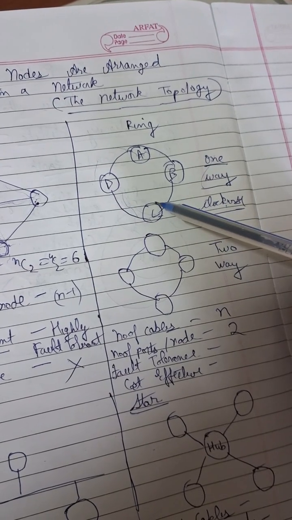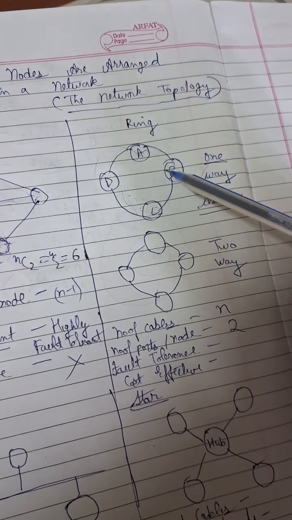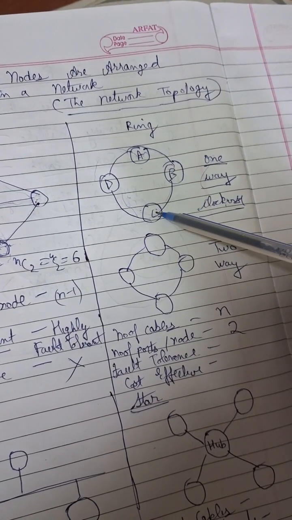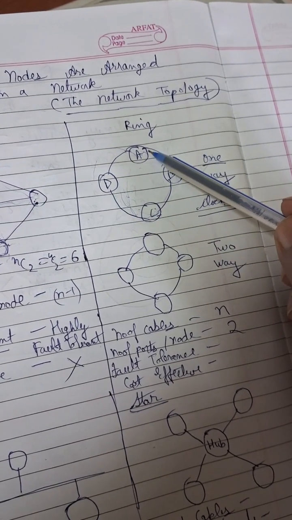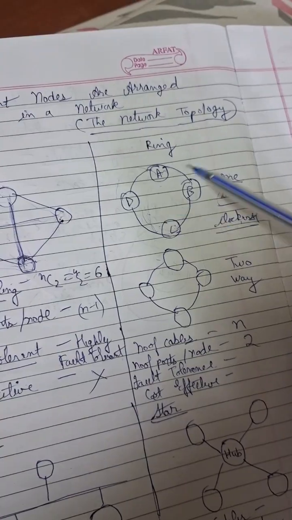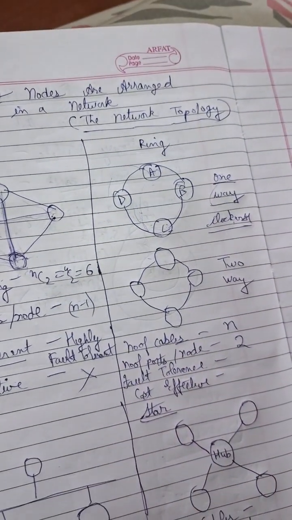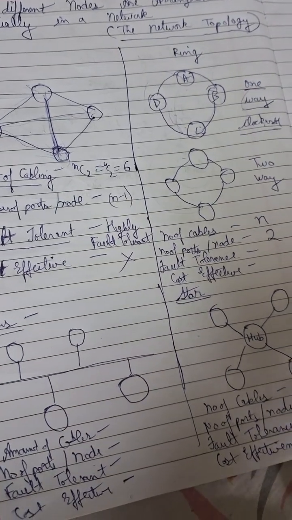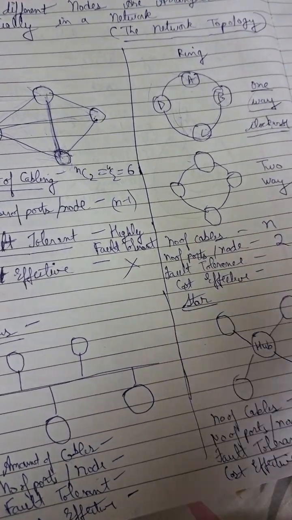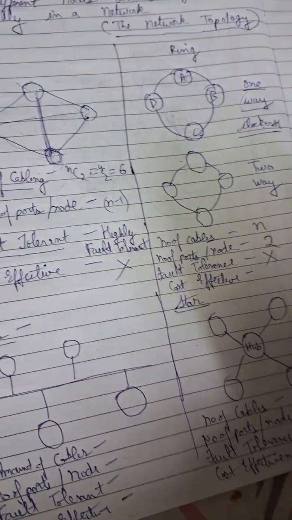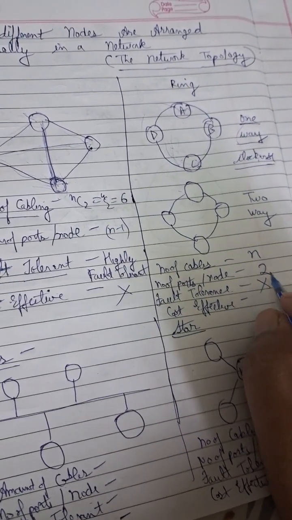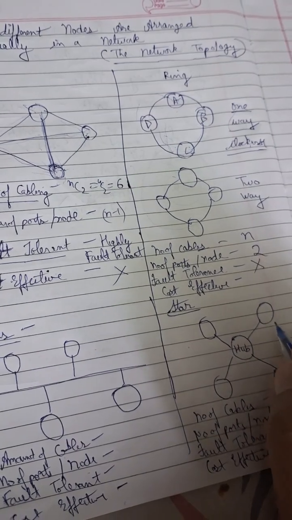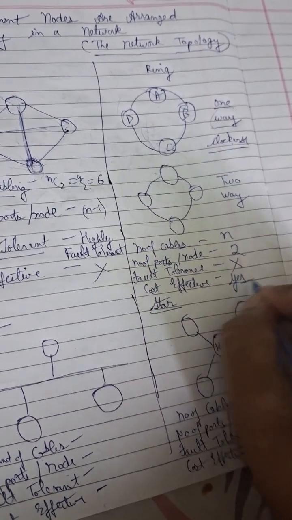Similarly, if we want to send our data from C to D, C to A, and this link B to C fails, then we can send it from C to D and D to A, since it's a clockwise fashion. So sometimes we can send, sometimes we can't send. So it actually becomes a problem. So we'll say it's not fault tolerant, because you're not always able to send the data packet. Is it cost effective? See, the number of cables is just n, that is equal to the number of nodes. So yes, it is cost effective.